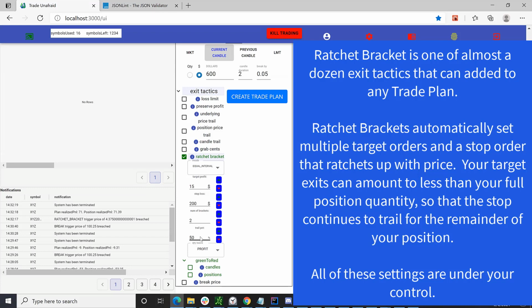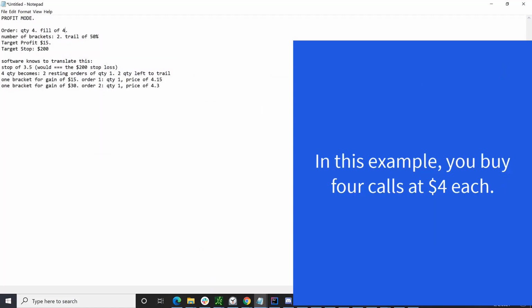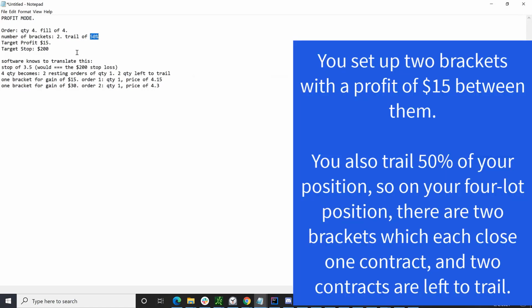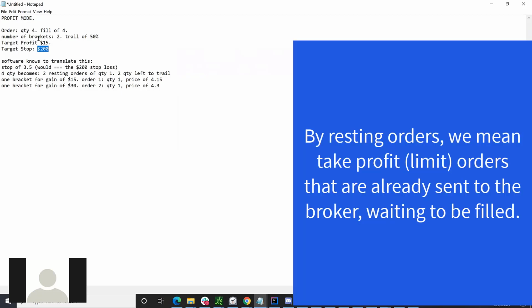Okay, so let's draw this up. We're in profit mode, and let's just make believe we have an order quantity of 4 and an average fill of 4 as well. Number of brackets is 2, and we're going to have our trail of 50%. We set target profit of $15 and our stop loss to 200. When we give these parameters, the software is going to be smart for us and translate that into a stop as well as resting orders.